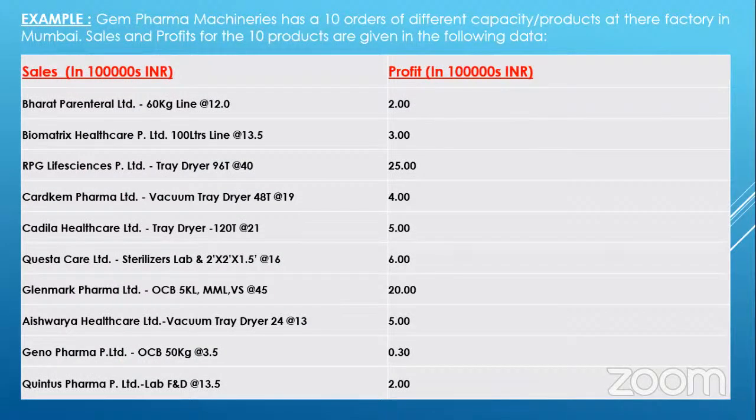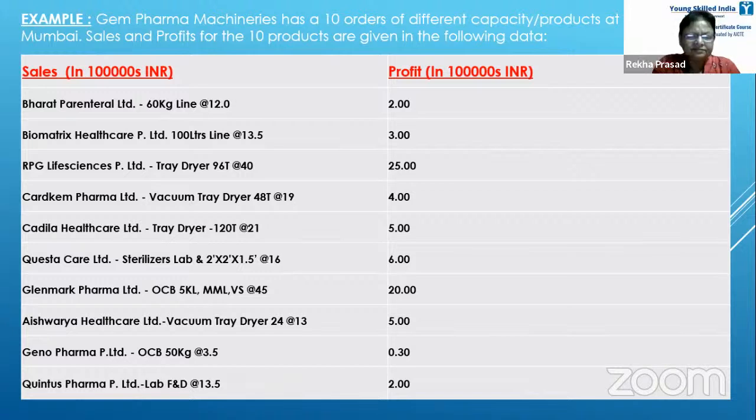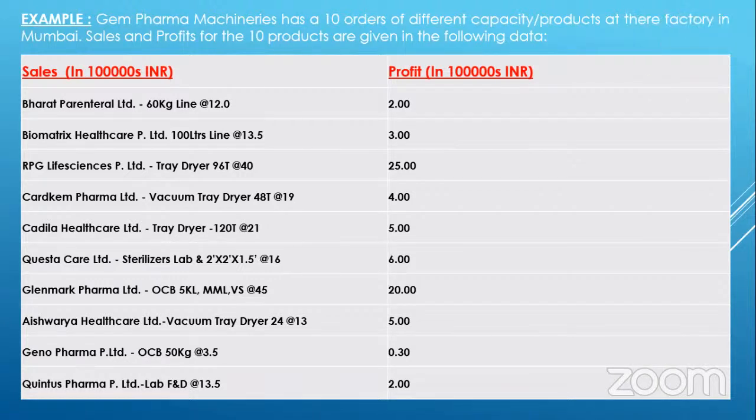Here I have taken an example of a machinery manufacturing company. They have 10 orders with different capacities and products in their factories. The comparison is sales versus profit for the 10 products, given as the following data. Sales is in lakhs and profit is also in lakhs. The company's orders booked are 12 lakhs, 13.5 lakhs, 40 lakhs, and up to 13.5 lakhs, with the relative profit.